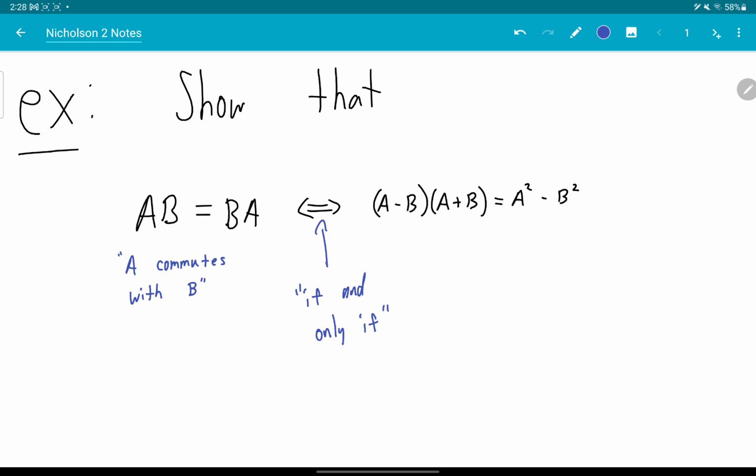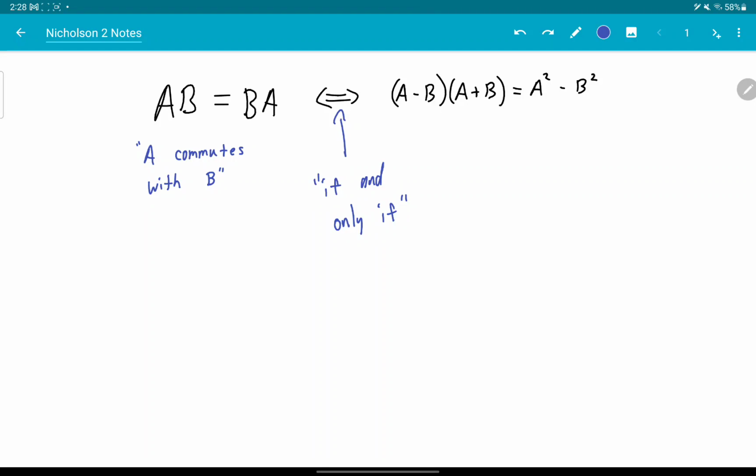So we're saying that AB is equal to BA if and only if this product equals A squared minus B squared. Okay, this is not a useful way to check whether AB is equal to BA. I'm doing this example more to talk about if and only if statements, and also I want to talk about this product here.